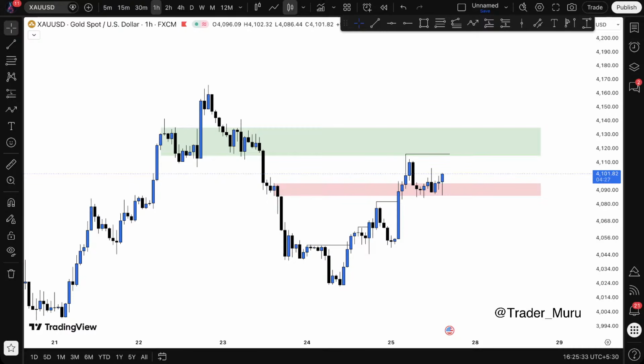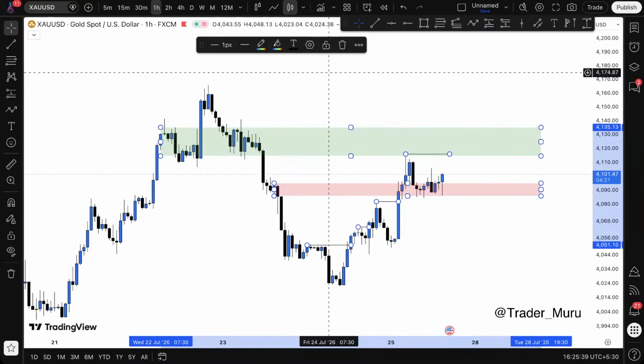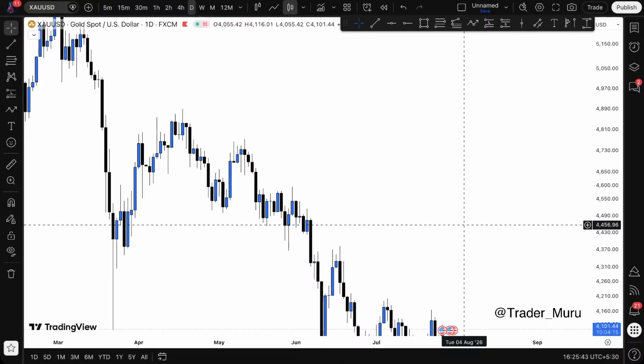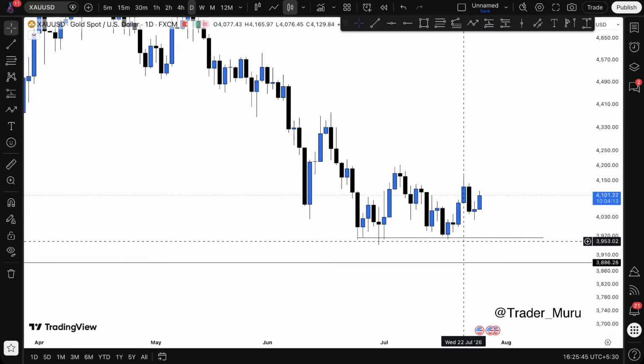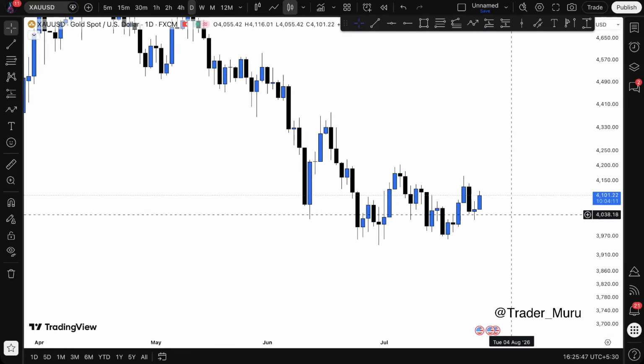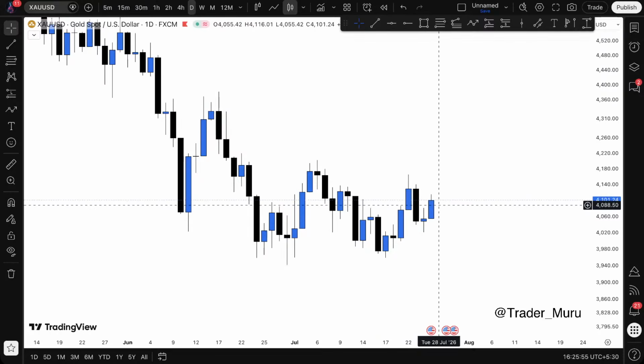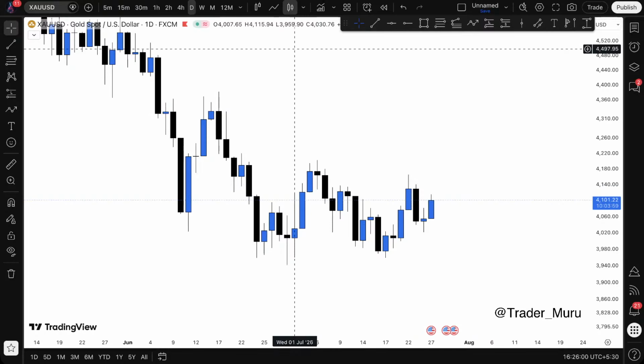Then we will start our analysis with gold. So first of all, let me just remove this all and we will start with our daily time frame. In daily time frame, as we talked about in weekly overview, price is bearish. It can sweep this high, go upside again and reject back to the low.